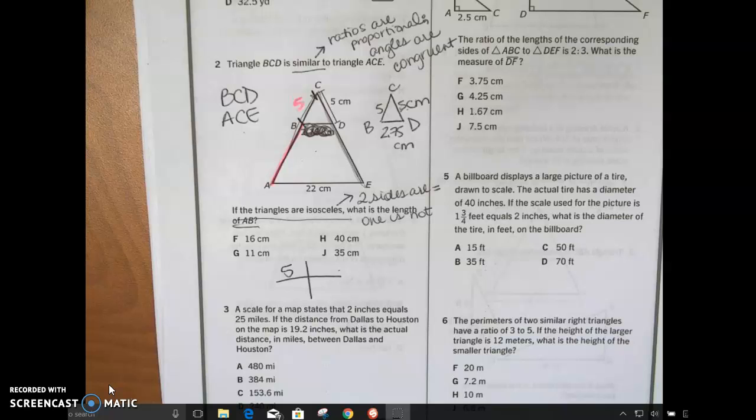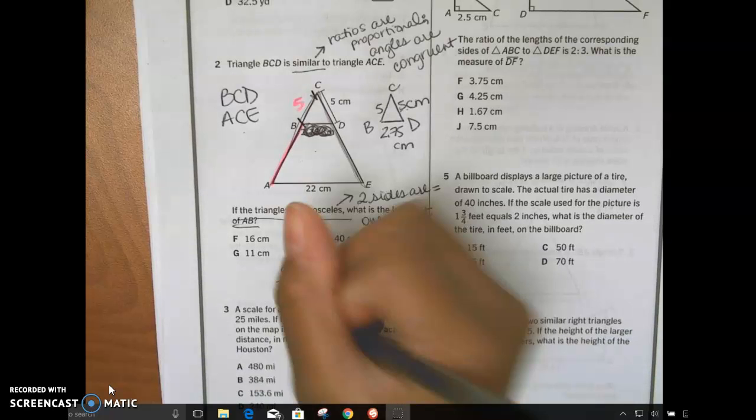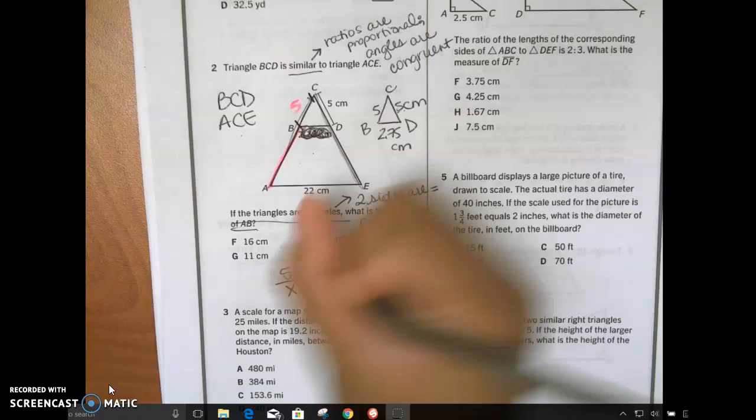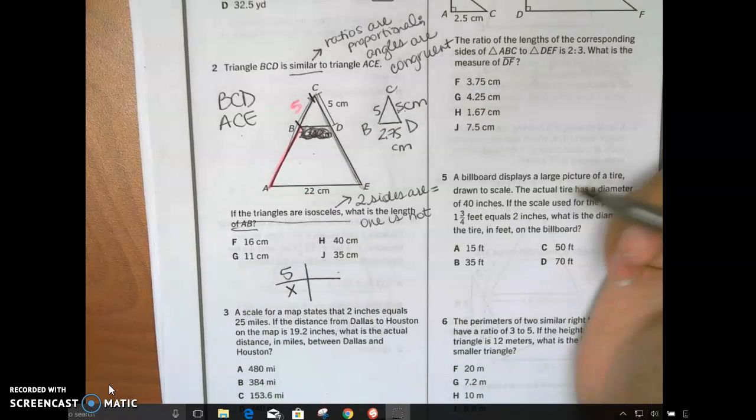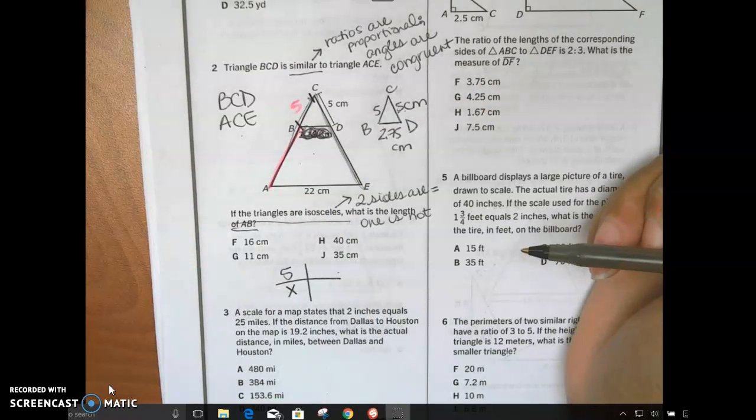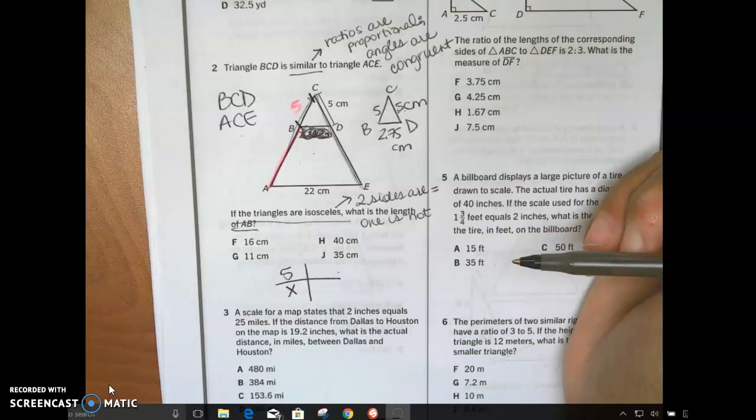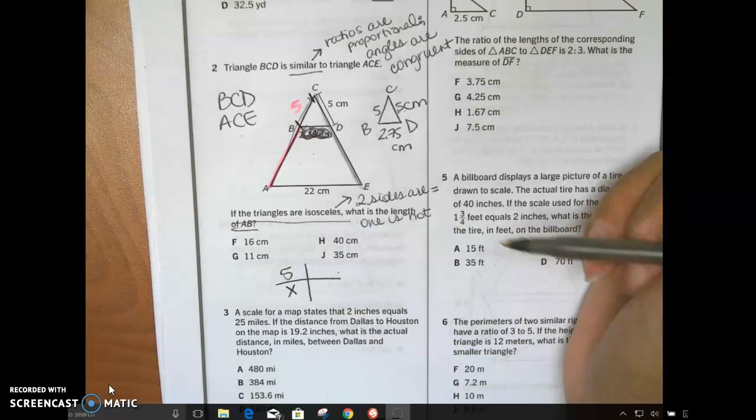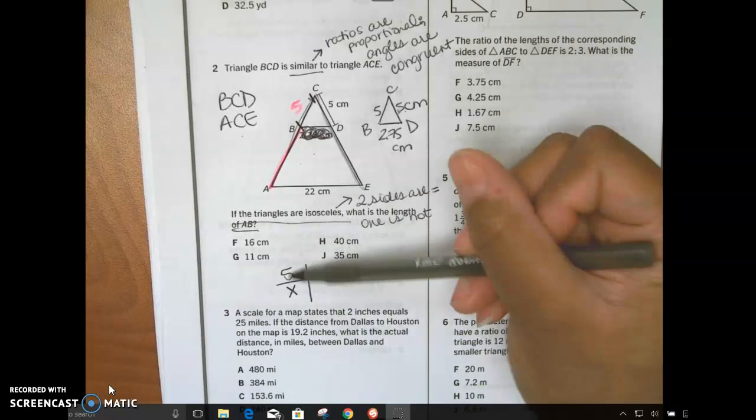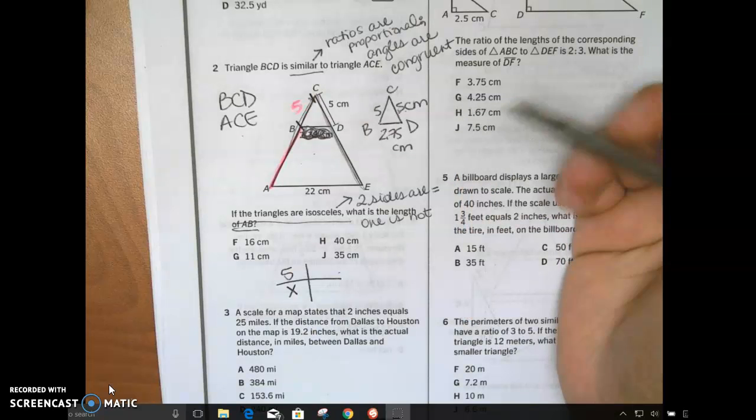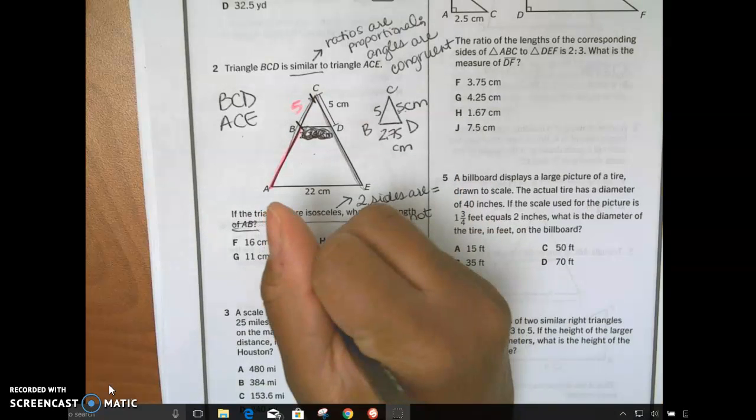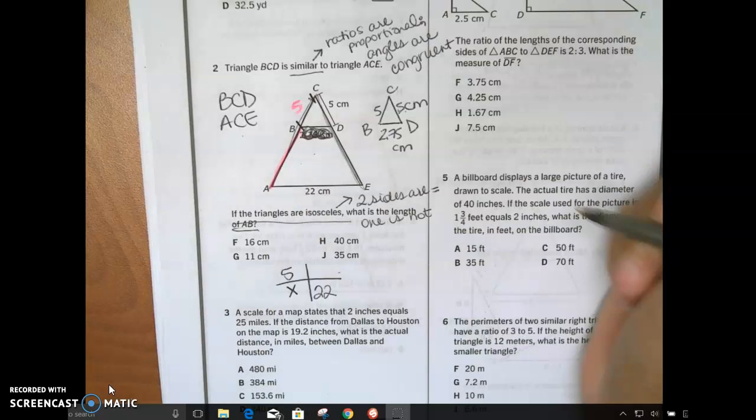Yes, X, because I don't know how long this side is. What else do I know? The width is 22. 22 is the bottom side of which triangle? The big one. So who corresponds to the big triangle? The 5 or the X? The X. So the 22 goes next to it.